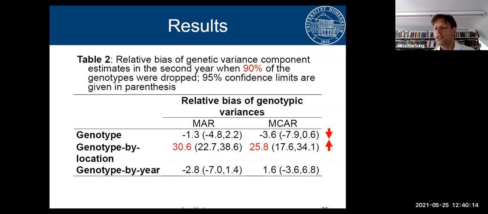But estimates of variance components are used, for example, to calculate heritabilities, to calculate reliabilities, and to evaluate the quality of a testing system. For these things, variance components are important, and there, if you have a bias in variance components, you may draw different conclusions on your precision. Thank you, Jens.